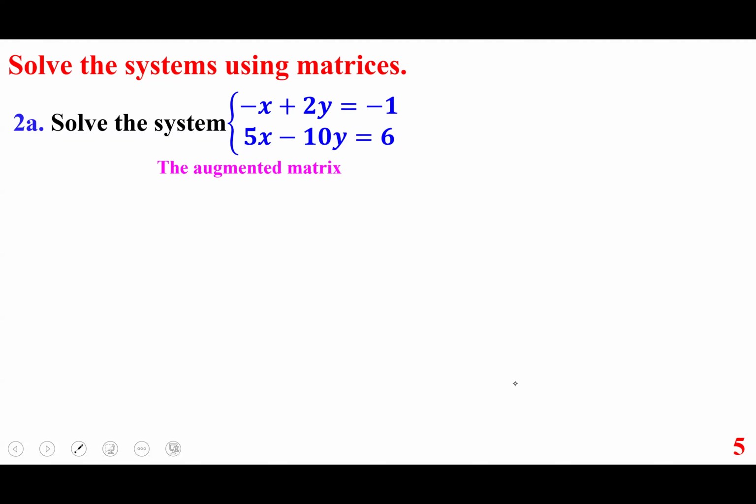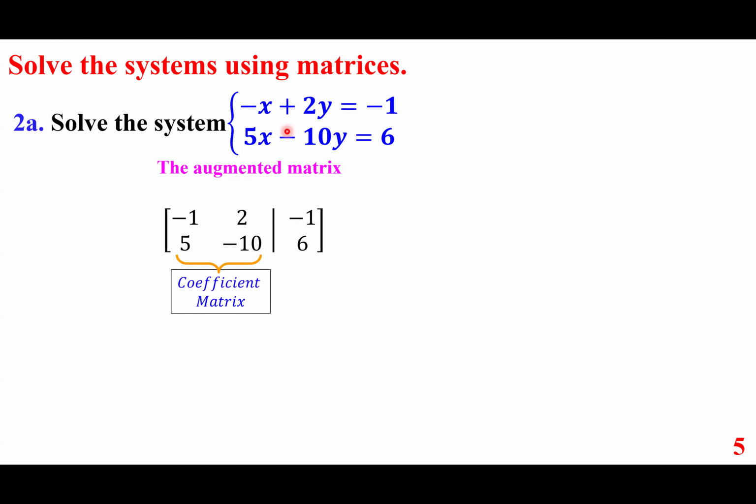First, the augmented matrix. The way the augmented matrix works, basically you write the same thing here without the variables. So what is this? Minus 1, 2, minus 1, 5, minus 10, 6. Same thing without the variables. If you write this matrix, it is called the coefficient matrix. This one, the last column, represents the constant matrix.